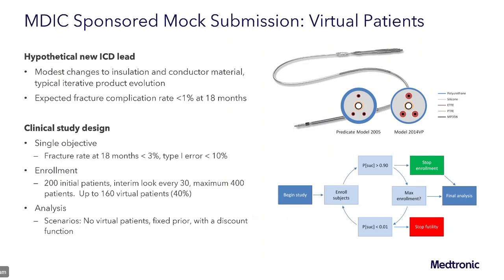We had an enrollment process that would have stopping criteria for success. So we would certainly want to stop early if it was indisputably clear that this device was exceeding its performance criteria, as well as for futility. If it was very clear that this device actually had safety concerns, we want the ability to stop early and not subject additional patients to risk.